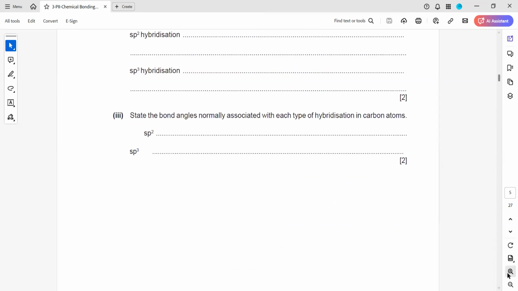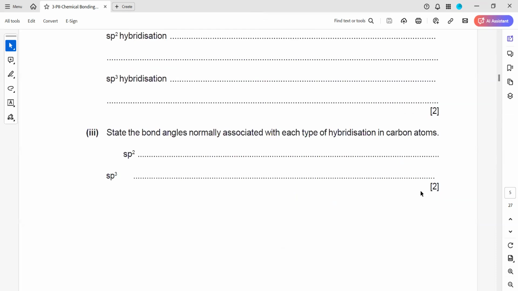So the next question is related to stating the bond angles. The next is: state the bond angles normally associated with each type of hybridization of a carbon. What happened in sp2 hybridization? In sp2 hybridization, what will happen? The carbon will form a double bond.